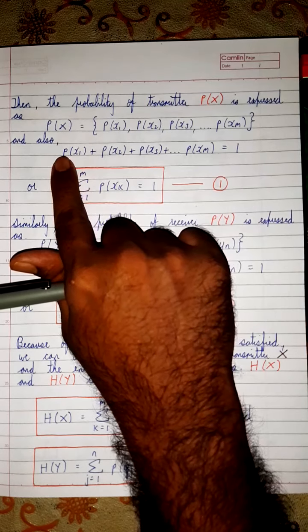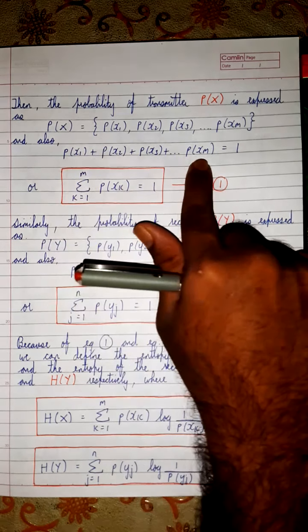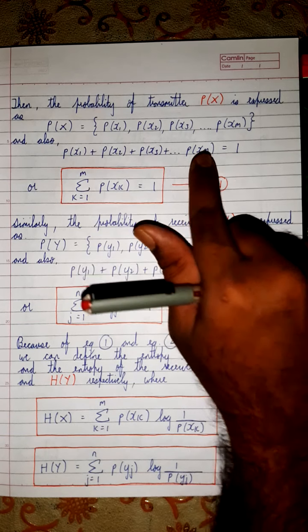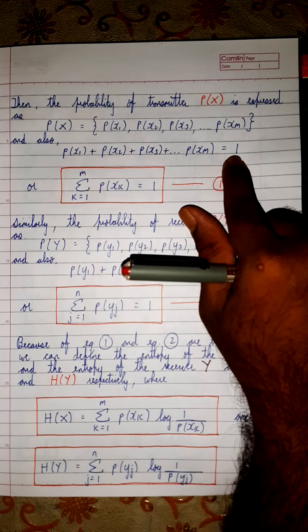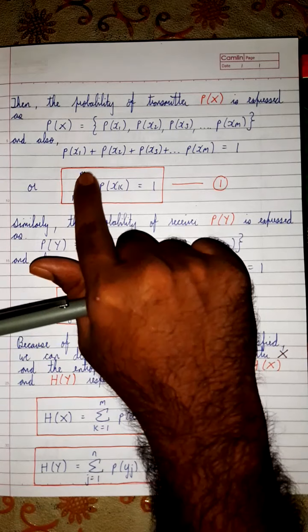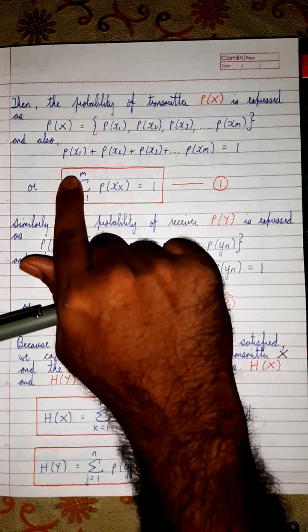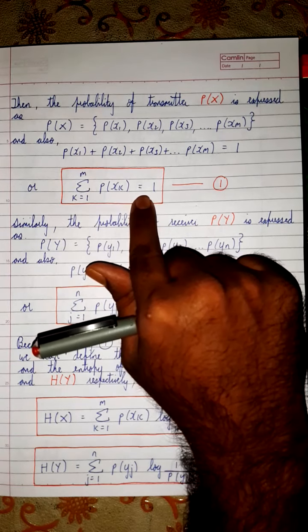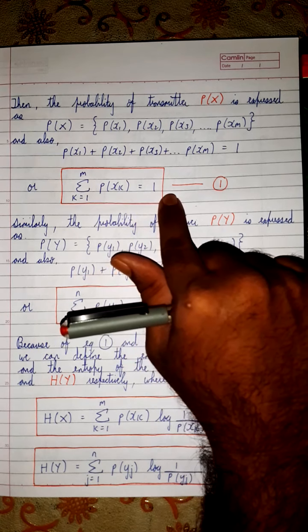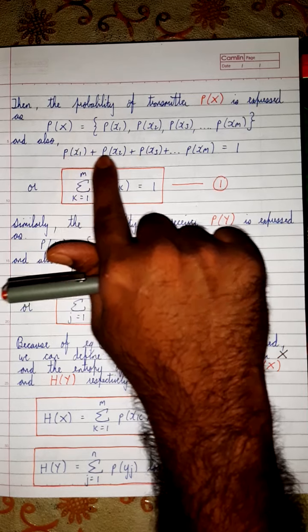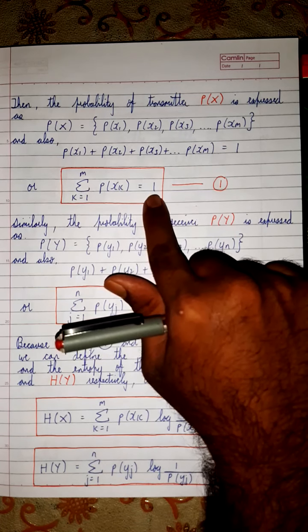So if we add the probabilities of all the transmitted symbols, it means that any one of them will be transmitted. Therefore it is equal to 1. Or in other words, sigma k equal to 1 to m, P of xk is equal to 1. So this is my first equation. That is, if I add the probabilities of all the transmitted symbols, I will get 1.